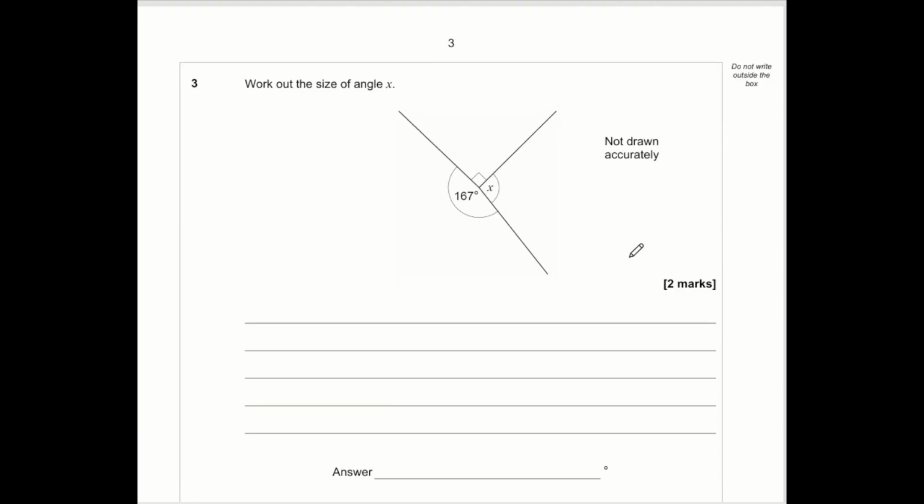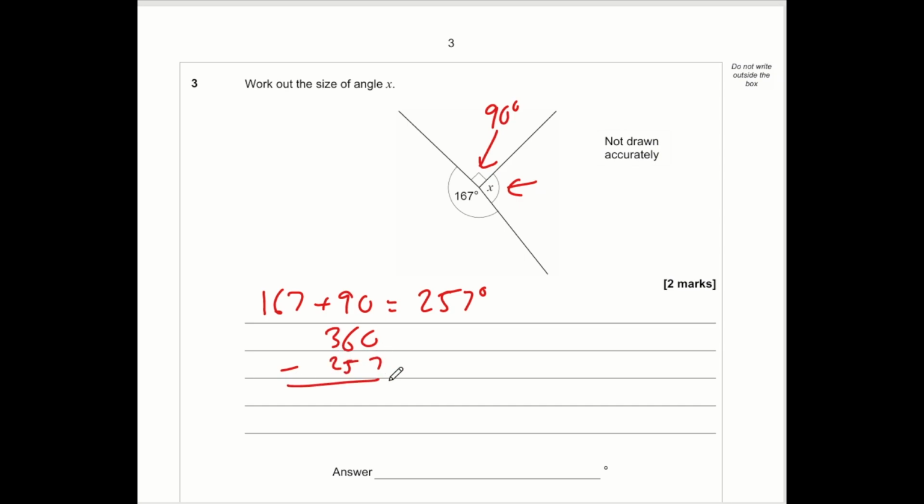Question number 3. A couple of things we need to know. First of all, that this angle here is a right angle, so 90 degrees, and the angles around a point add up to 360. So first of all, the angles that we know are 1, 6, 7 and 90. If we add those together, I'm just going to add 100 and take away 10, so 2, 6, 7, go back 10, 2, 5, 7. So therefore x is going to be 360 take away 257.